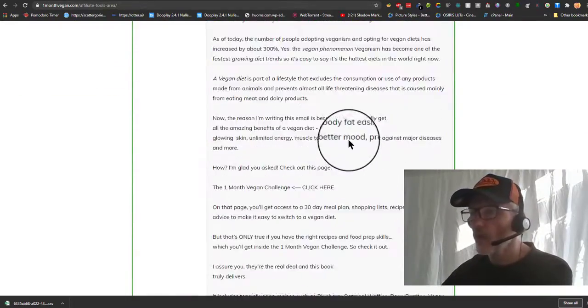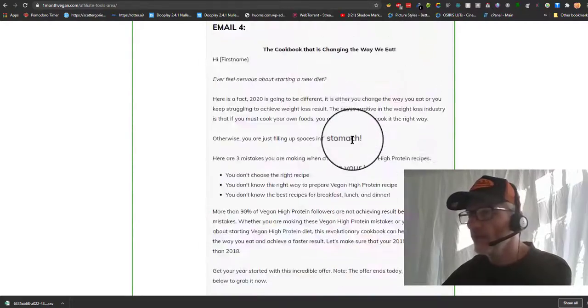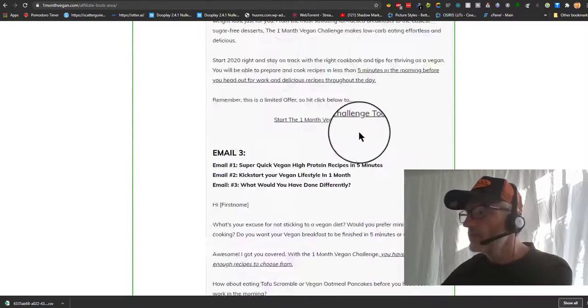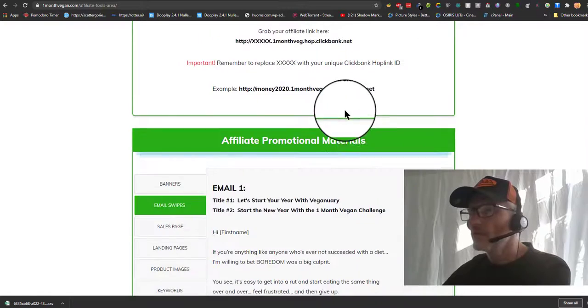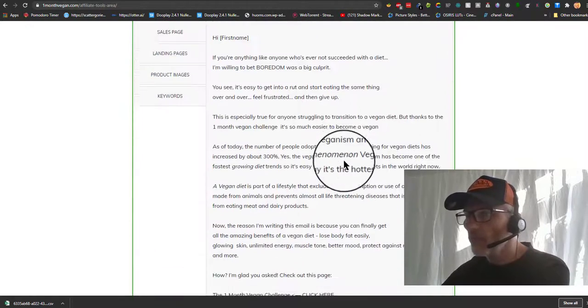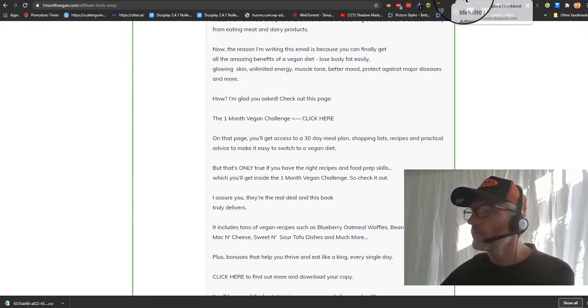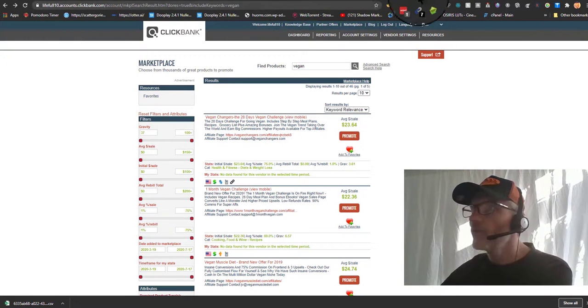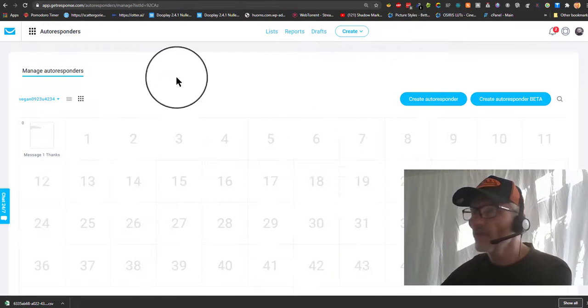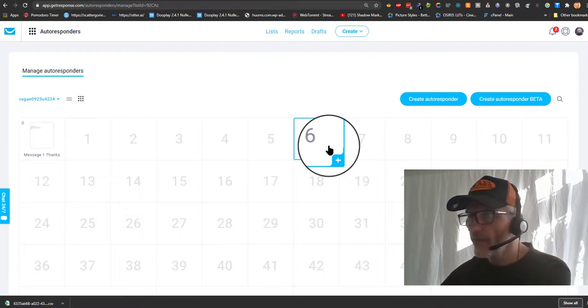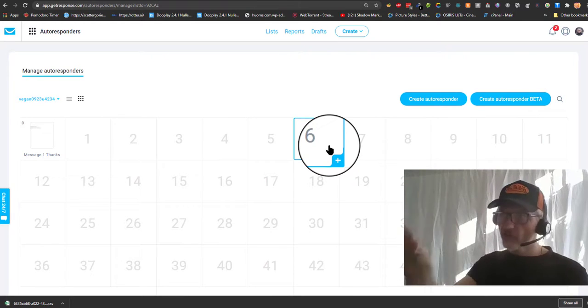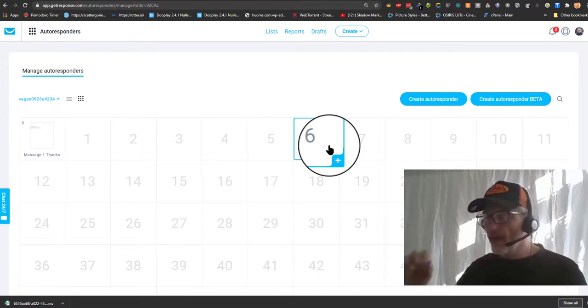So here we go, email swipes. How many do we have? We have 4. So basically I would take this, copy all of this, get the affiliate link to the vegan lifestyle, and I would then put that into the email sequence that I'm setting up. So maybe around about there, I basically copy that, put it straight in there, personalize it a little bit, and then have that.